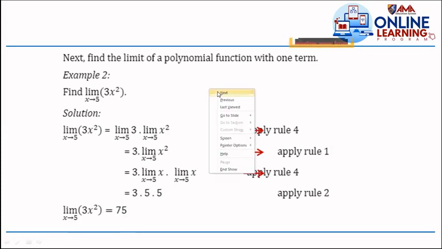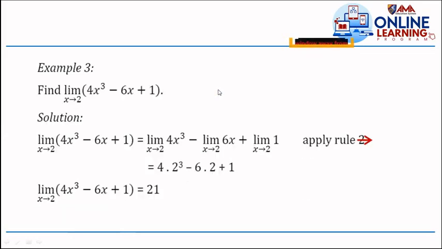Wala na po, sir. Okay, next we have number 3. Find the limit of 4x cubed minus 6x plus 1. So, distribute natin siya isa-isa. Limit 4x cubed as x approaches 2 minus limit 6x as x approaches 2 plus limit 1 as x approaches 2. So, yun po siya, no? Since we already observed the rules of limit in addition, subtraction, or multiplication, we can go directly.